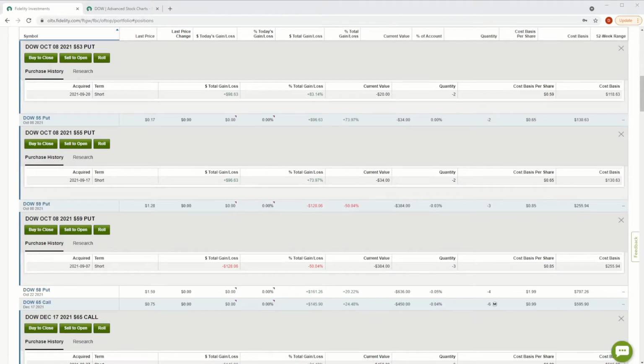So this is probably one that I would just want to buy to close and look for greener pastures where I could make a little bit more off my money. All right. Now, the same with the second one. It's kind of the same position. I originally got $130, and it's only about $34 of value this week. And it's a $55 put. So doing buy to close, utilize that money somewhere else?